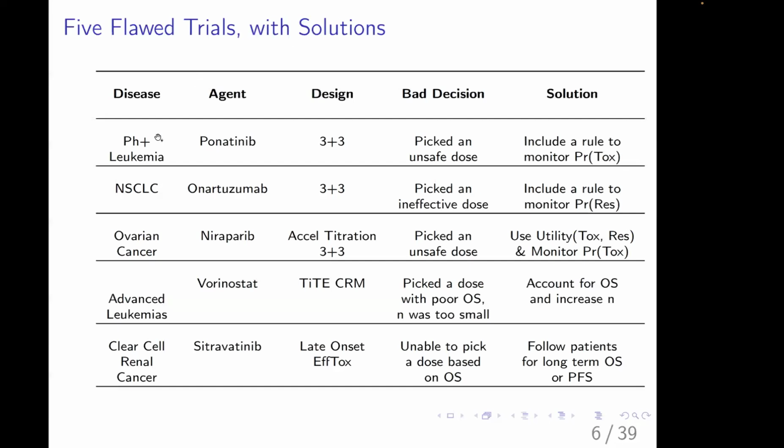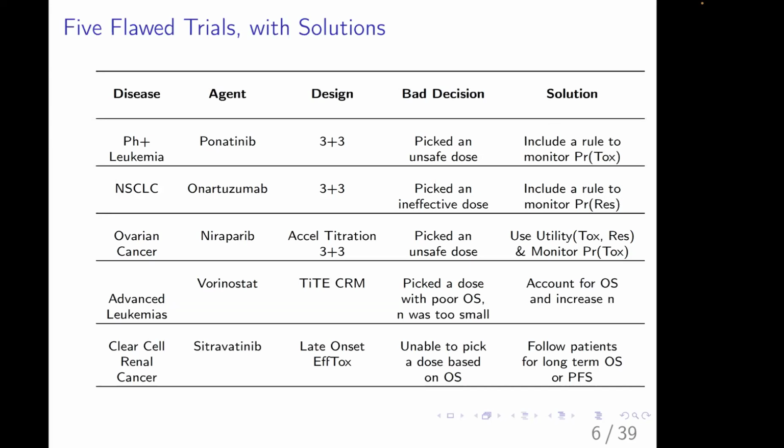There was a trial run in Philadelphia chromosome positive leukemia, otherwise known as CML, chronic myelogenous leukemia. They studied ponatinib and they used some 3+3 algorithm. It turned out after the trial, the dose they picked was unsafe. What a surprise. The solution is to include a rule to monitor the probability of toxicity. And there are lots of toxicity monitoring rules out there. The next disease was non-small cell lung cancer. They looked at something called arnatuzumab. Again, a 3+3 was used, and it picked an ineffective dose. What a surprise. The solution is to include a rule to monitor the response rate to make sure it's not too low.